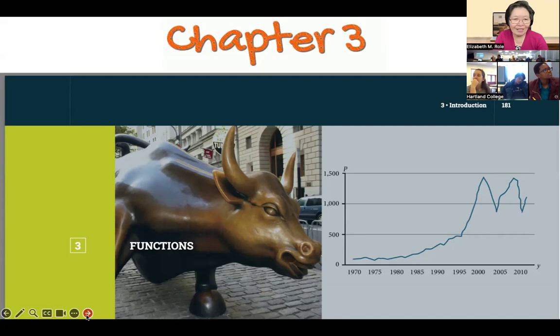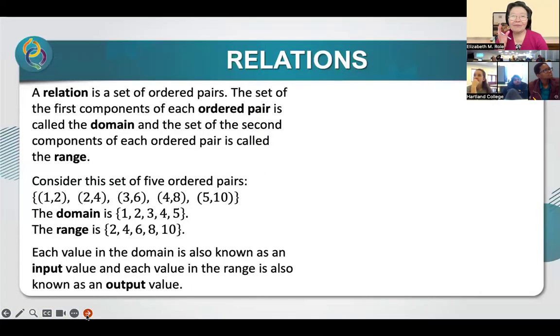Let's try to understand what functions are. But before dealing with functions, let me consider the mother of functions. We need to know what functions are anyway. Functions are actually relations, relationships. This world is about relationships.